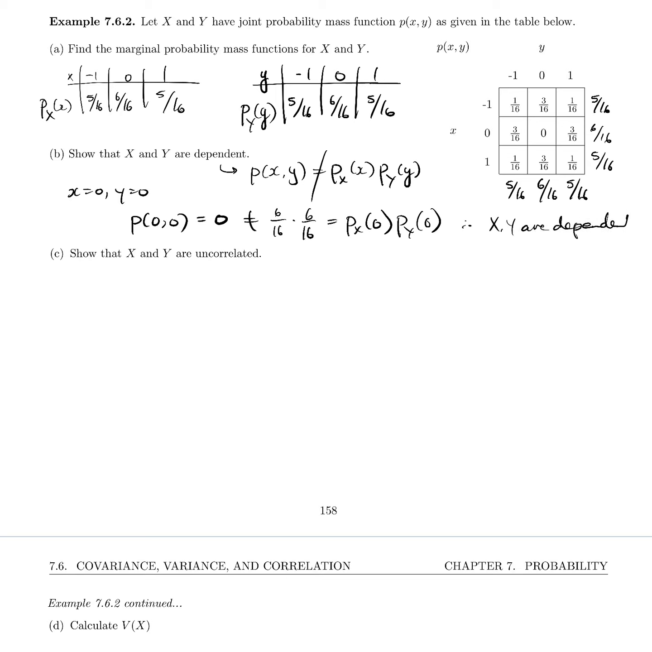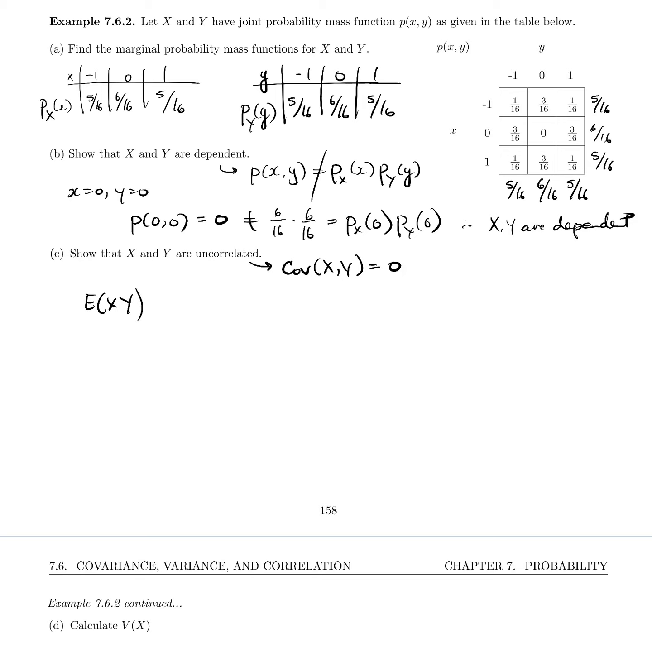Let's look then at part C. We're asked to show that x and y are uncorrelated. So we remember that the definition of uncorrelated means that we need to show that either the covariance or the correlation is 0. You obviously need the covariance to calculate the correlation, so it's easier to do the covariance. The covariance is 0. So to calculate the covariance, we want to calculate E of x times y.